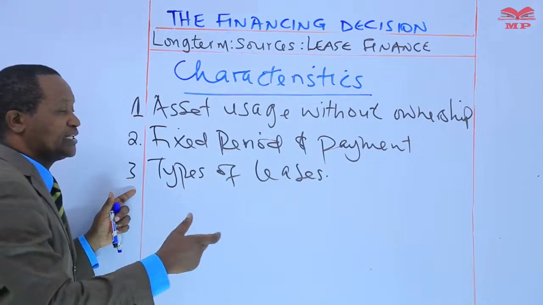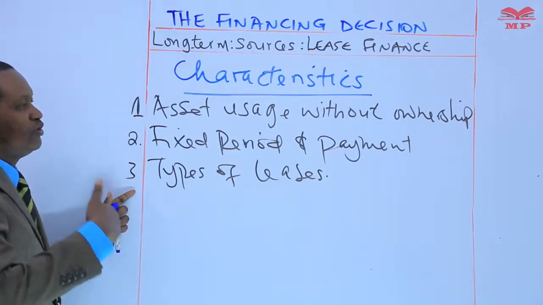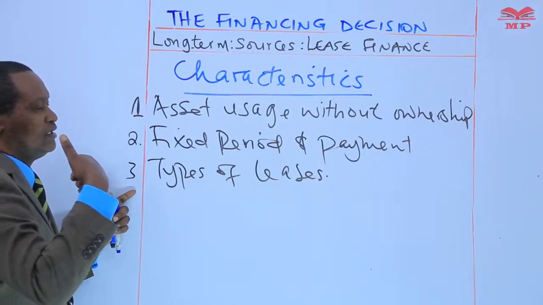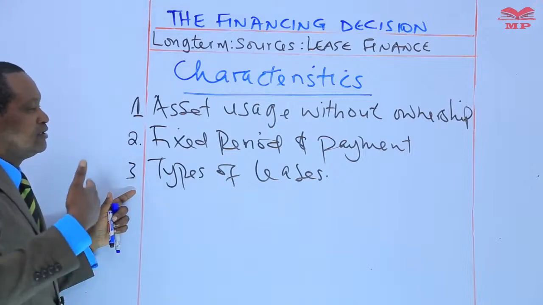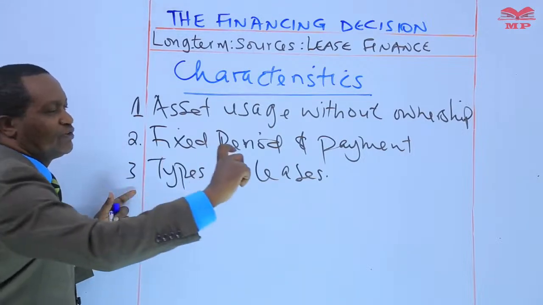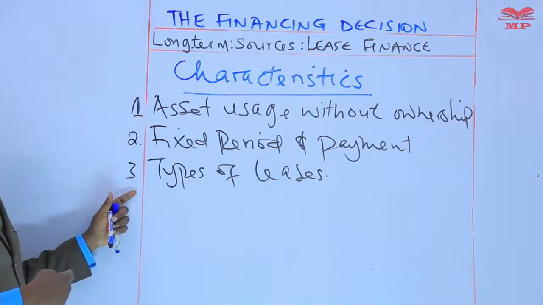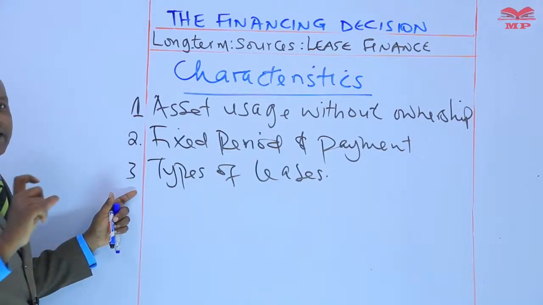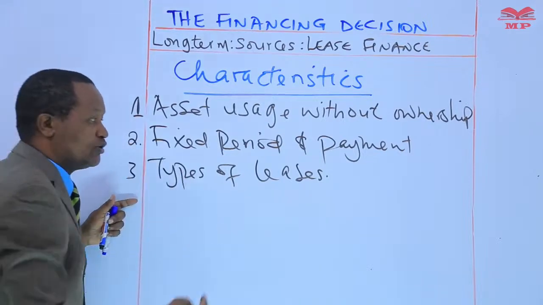Operating leases operate like rental payments. The lessee pays the lessor lease payments over a period of time, but at the end of the term, the asset is not transferred to the lessee. On the other hand, the finance lease transfers ownership to the lessee at the end of the term.